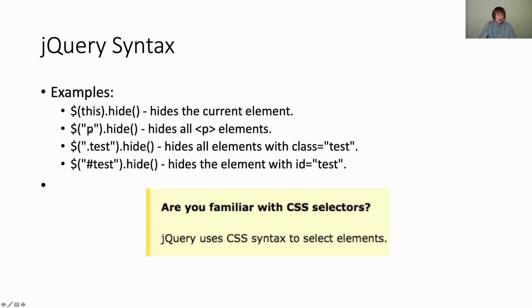So here's selecting all paragraph elements. I'm going to hide all paragraph elements. I'm going to hide all elements with class equal to test. I'm going to hide the element with ID equal to test. So basically, if you're familiar with CSS selectors, then you're going to be very familiar with jQuery selectors because jQuery uses CSS syntax to select elements.